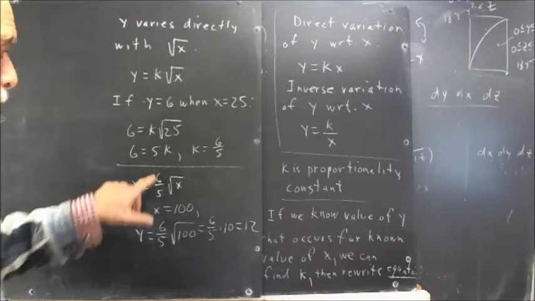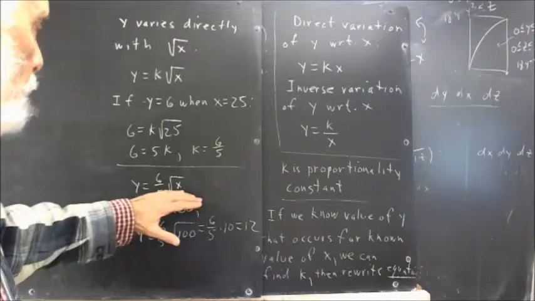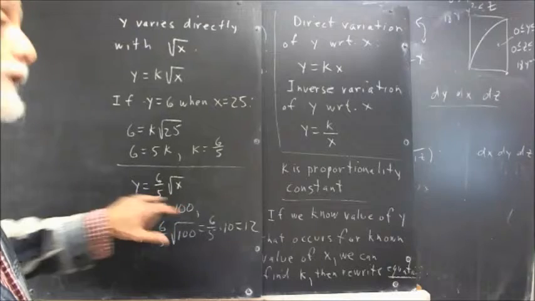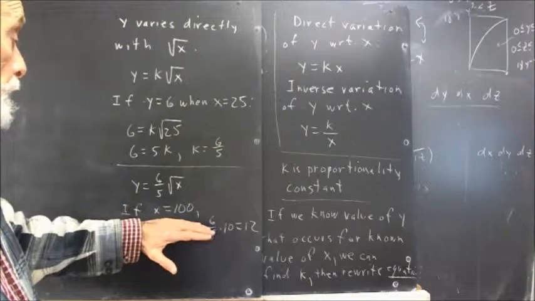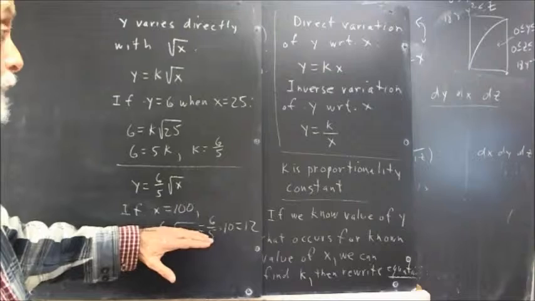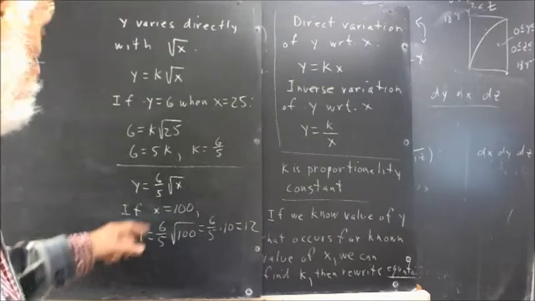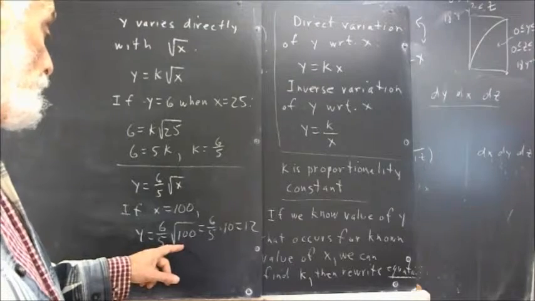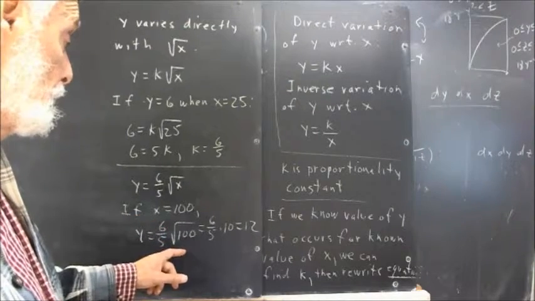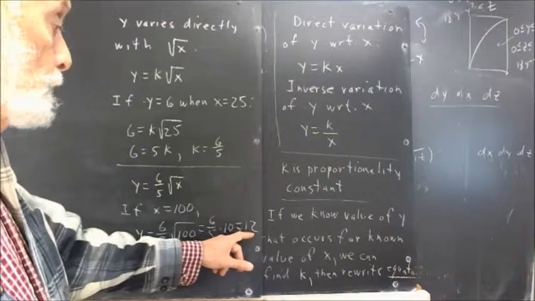And now we have a rule. Y equals 6/5 square root of x. If I put in any value of x, I get the corresponding value of y. Now, if I let x equal 100, what am I going to get for y? Work it out. Well, x equals 100. Plug that in, get the square root of 100. 6/5 times the square root of 100 is 6/5 times 10, which is 12.